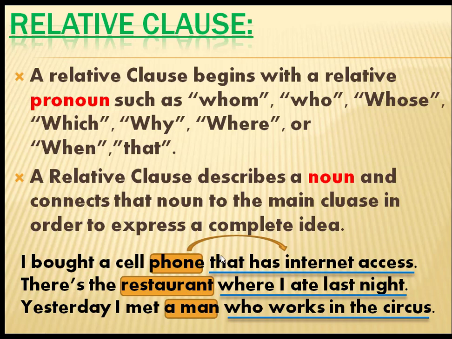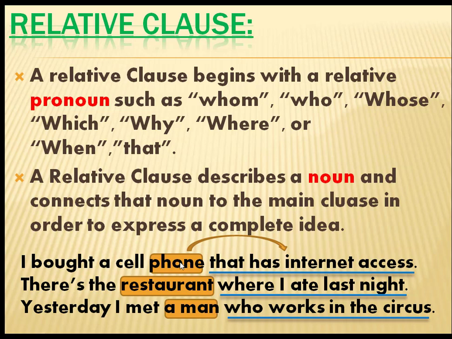Why is it called relative? Because this clause is relating to the noun before the relative clause. So this cell phone is defined in the relative clause. That means there is some relationship between the noun and the clause. What is the main function? It describes the noun before the clause, and it connects the noun to the main clause. "I bought a cell phone" is the main clause, and this relative clause expresses the complete idea of the main clause.